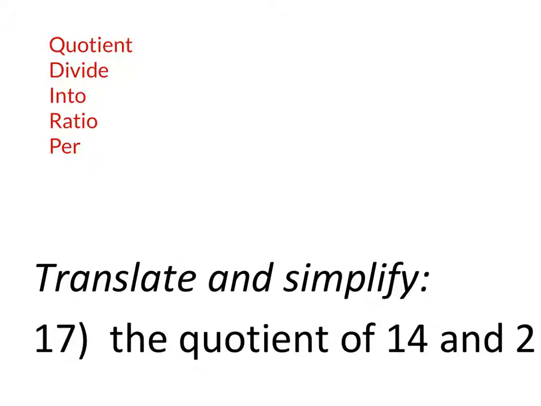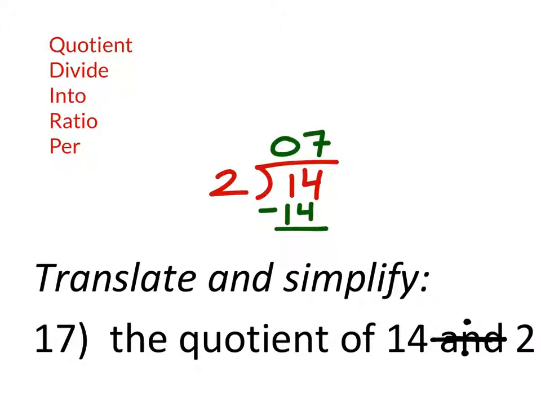But we just may see some of this other wording as we go as well. Hopefully we'll see quotient more often than not. But when on 17 it says the quotient of 14 and 2, it means we're going to take 14, and since quotient is division, we're going to take 14 and divide it by 2. So up here we can do the work. 14 divided by 2. 2 doesn't go into 1, but it will go into 14 7 times. So minus the 14, 0 remaining, and the answer is 7.